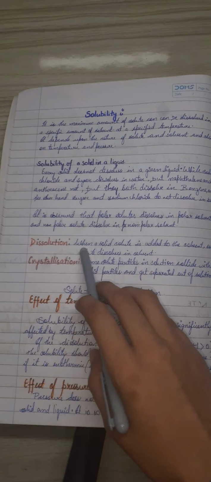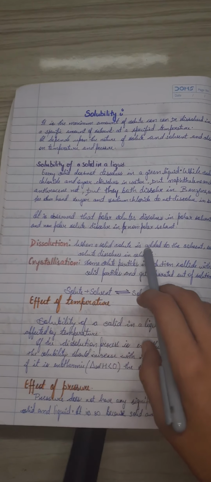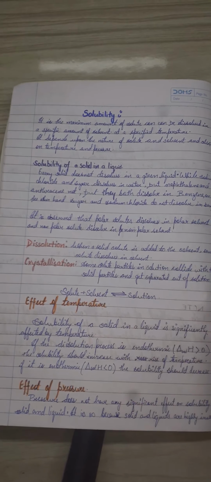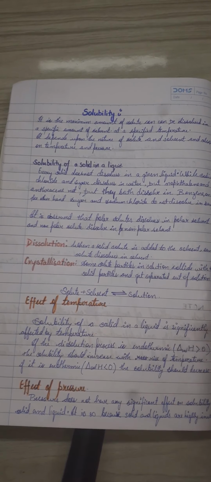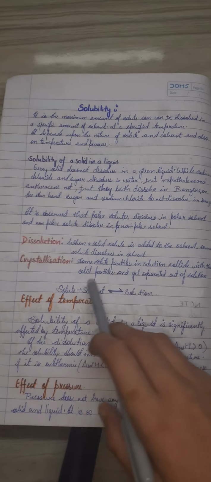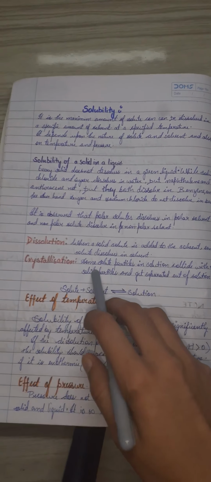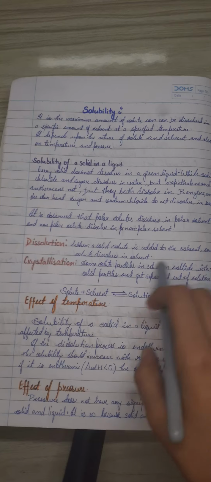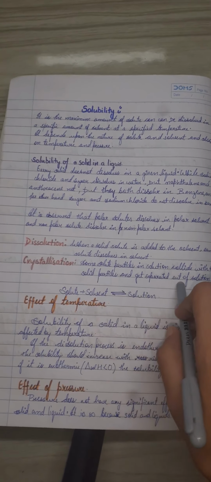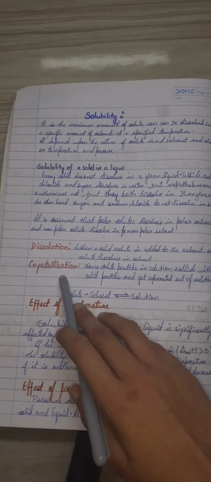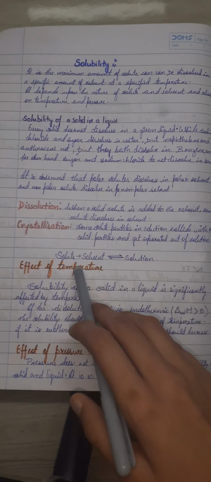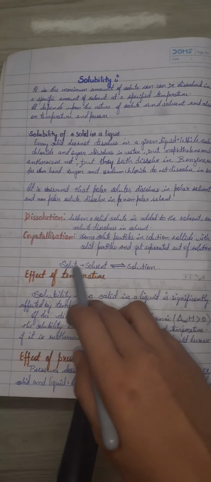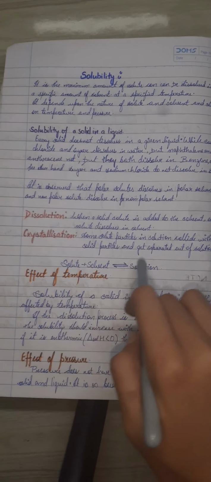So, dissolution is when a solid solute is added to a solvent, some solute dissolves in the solvent. That is, adding of solute to the solvent and then the solute dissolves in the solvent. Next, we have crystallization. It is when some solute particles in solution collide with the solid particles and get separated out of solution. It results in the formation of crystals. Next, we have solute plus solvent equals solution. This is the result when a solution is in equilibrium.